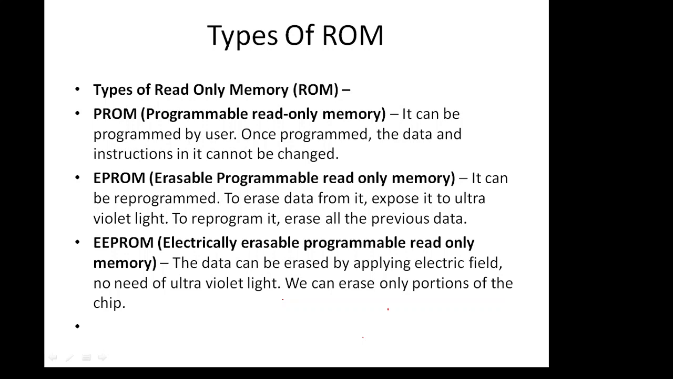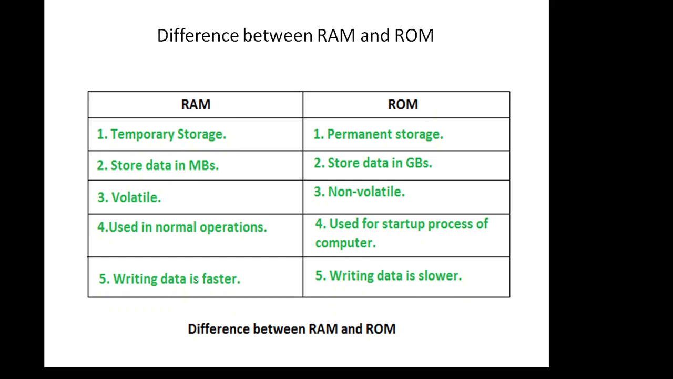So that is EPROM. The next one is electrically erasable programmable read-only memory, EEPROM. The data can be erased by applying an electric field. Without this electric field, we can't erase the data. Here we are not going to make use of ultraviolet rays, and we can erase only portions of the chip. So these are the different types of ROMs: PROM, EPROM and EEPROM.